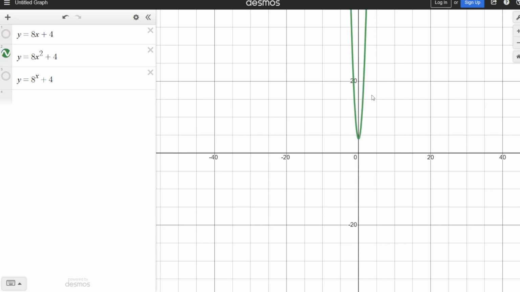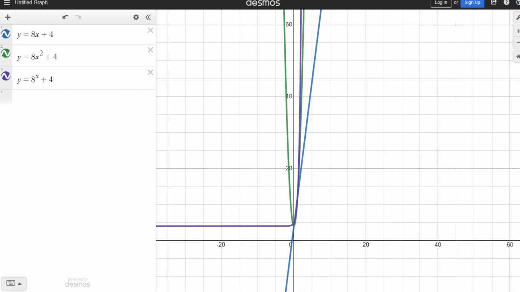Here's an example of a quadratic. You can see at the bottom, at the vertex, it has a slope of 0, and then it increases over time. And then here you see it's super flat, and then it just shoots off in another direction. What we're trying to do is compare these three over time.